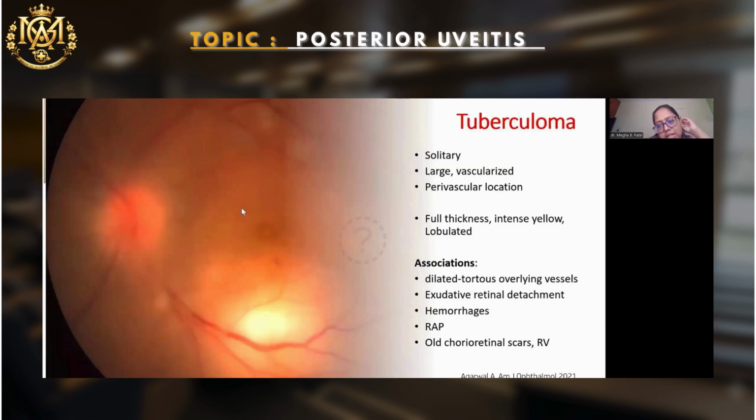Associations: there are dilated tortuous overlying vessels, exudative retinal detachments, hemorrhages, retinal angiomatous proliferation, that can be CNVM associated, type 3 CNVM associated with the tuberculoma. Old chorioretinal scar can be seen.